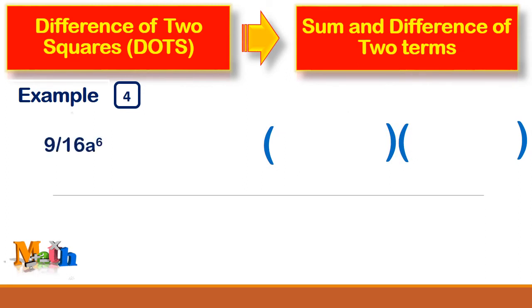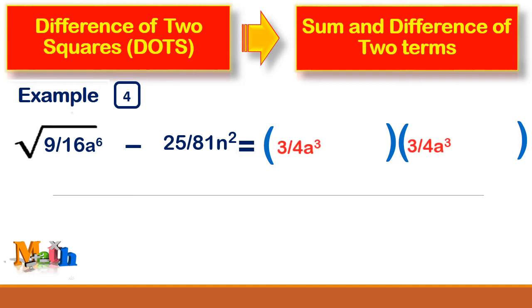Let's try example number 4. So, we're going to find the factors of 9 over 16a to the 6 minus 25 over 81n squared. So, first, we're going to get the square root of 9 over 16a to the 6. So, the square root of 9 is 3, the square root of 16 is 4, the square root of a to the 6 is a cubed. So, we have 3/4 a cubed. Since 3/4 a cubed times 3/4 a cubed is equal to 9 over 16a to the 6.